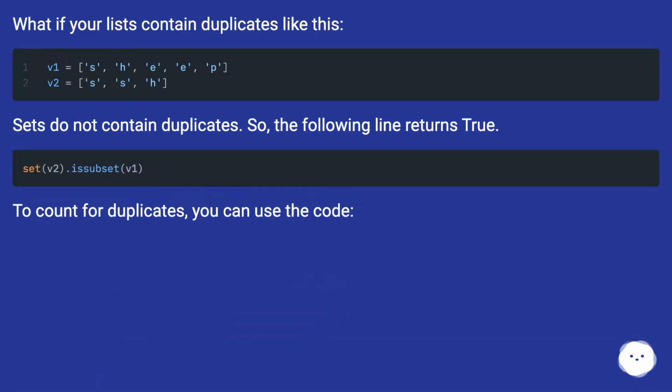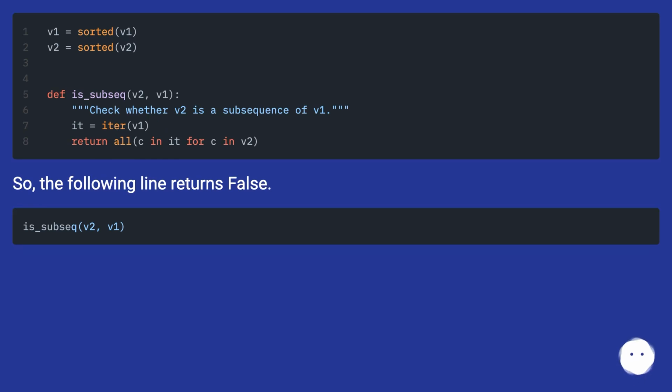What if your lists contain duplicates like this? Sets do not contain duplicates, so the following line returns true. To account for duplicates, you can use this code. So the following line returns false.